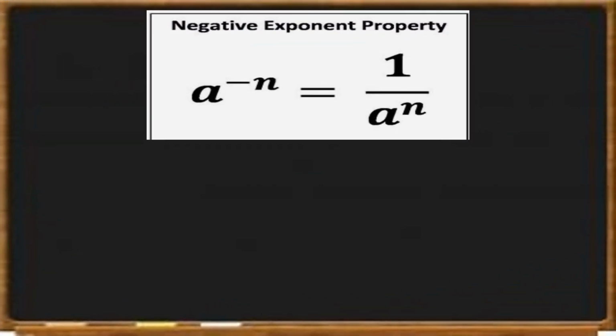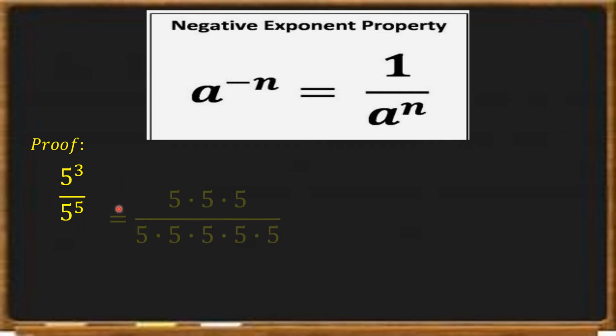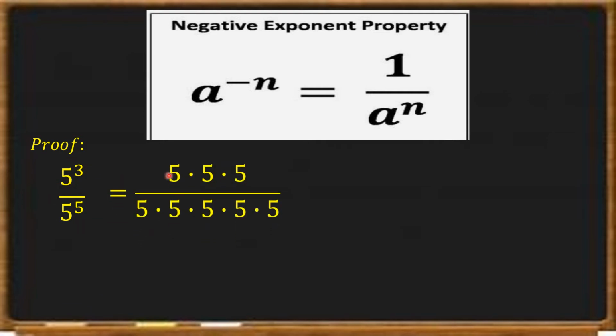Okay, let's use another proof. Pero dito, gagamit na tayo ng numbers. Numerical na siya. So, for example, 5 raised to 3 over 5 raised to 5. So, if you're going to use expansion, it becomes like this. 5 cubed means 5 times 5 times 5. And 5 to the 5th means 5 times 5 times 5 times 5 times 5. So, we will just cancel 5 over 5. It's just 1. 5 over 5, another 1, and 5 over 5, another 1.